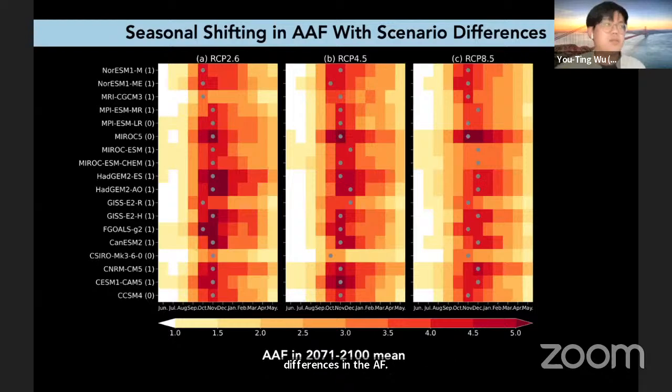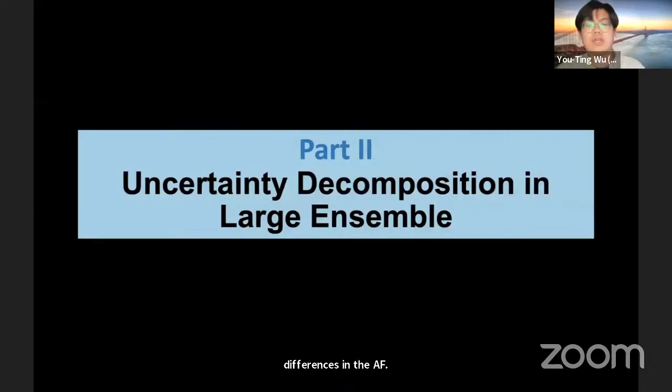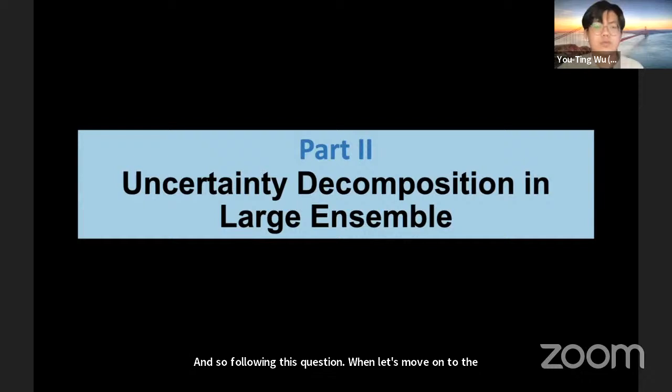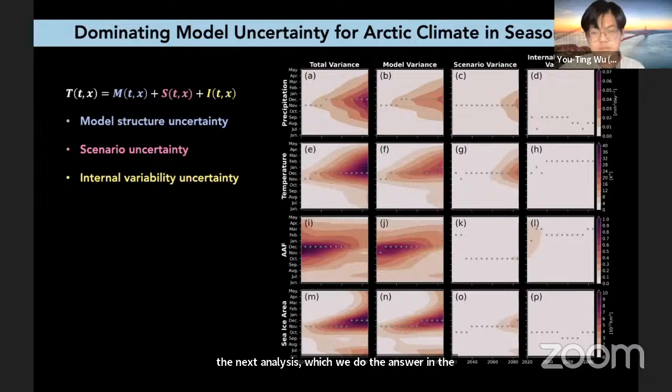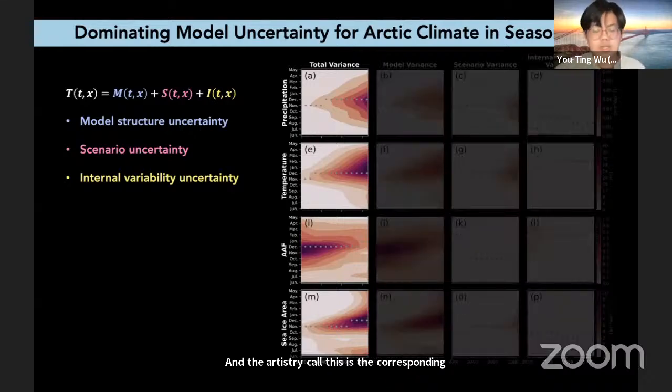Following this, we next move on to the uncertainty decomposition analysis in the large ensemble. This figure shows the 4 variables we are focusing on, and we do the uncertainty decomposition. The first column shows the total variance, which is the total uncertainty values in seasonality, and the other 3 columns show the corresponding uncertainty values. Okay, so first we're looking at the first column.